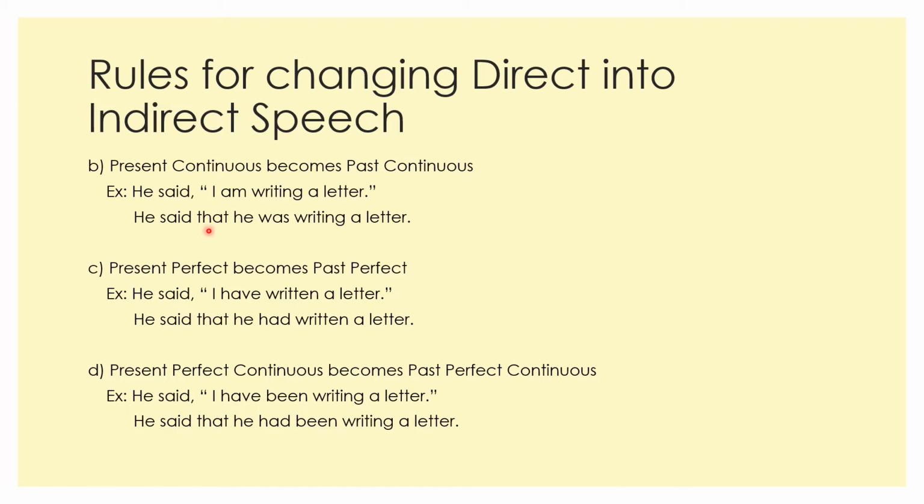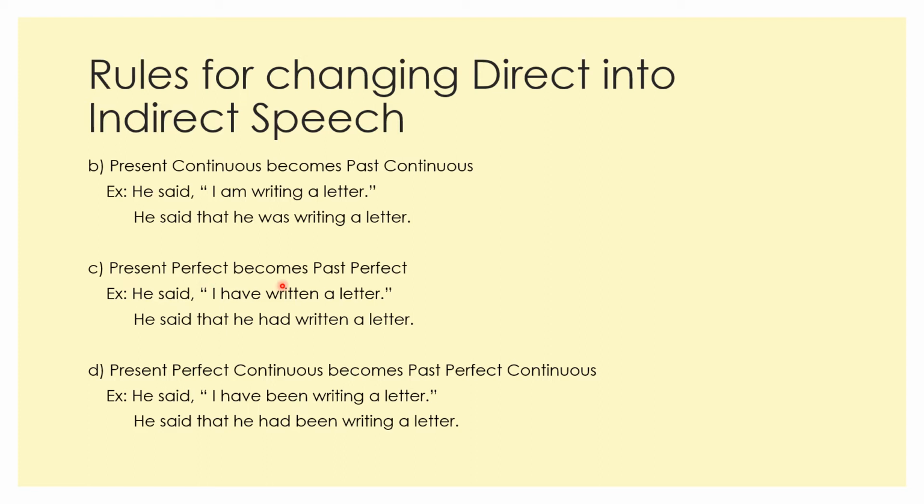We know the other changes. You use that after the reporting verb. The pronouns of the first person or the second person will become third person. So I will become he. So the sentence reads: he said that he was writing a letter. So this is in the past continuous tense.